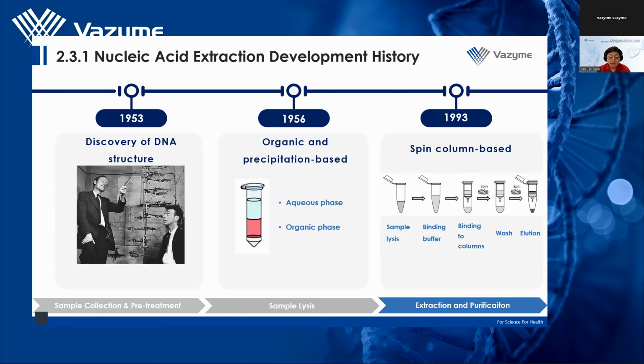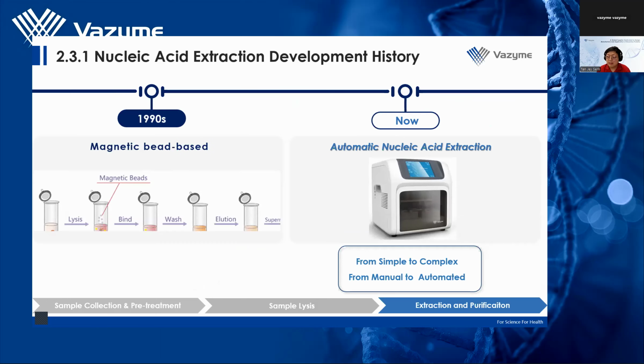Subsequently, column-based extraction was developed around the early 90s, offering simple operation and reduced physical impact compared to the organic extraction methods. Around this time as well, the magnetic bead extraction method was introduced, allowing high yield of RNA to be obtained with simple operations. Now, these reagents can be easily superimposed into the extraction instruments, as you can see on the slide, allowing extraction automation, leading to simpler operation and greater time savings. All of these three methods mentioned above are currently used in our research. So let's investigate deeper into each one of them.